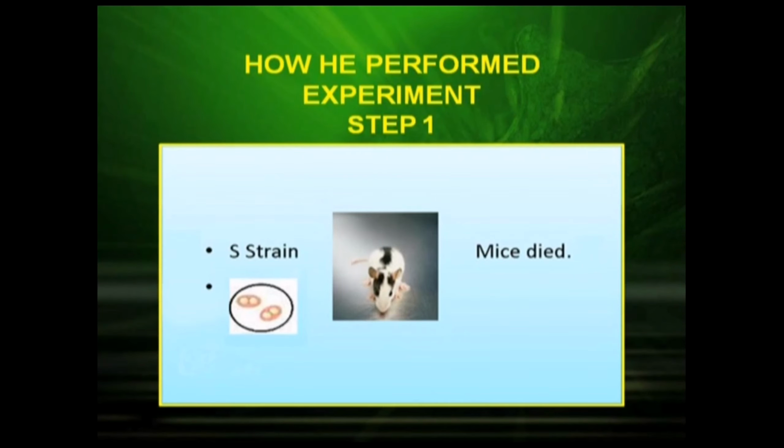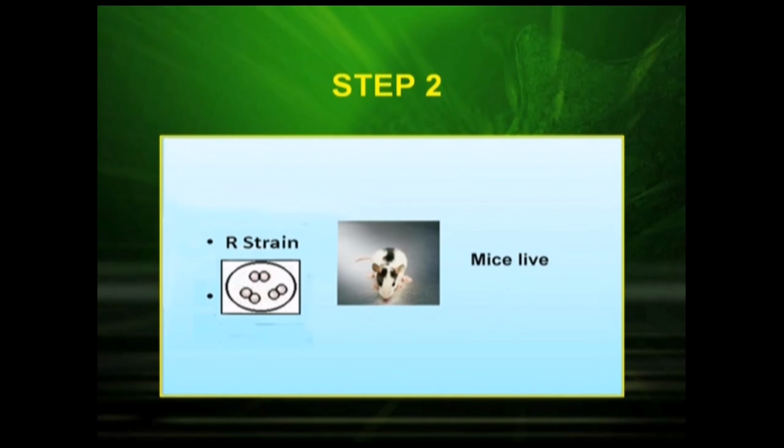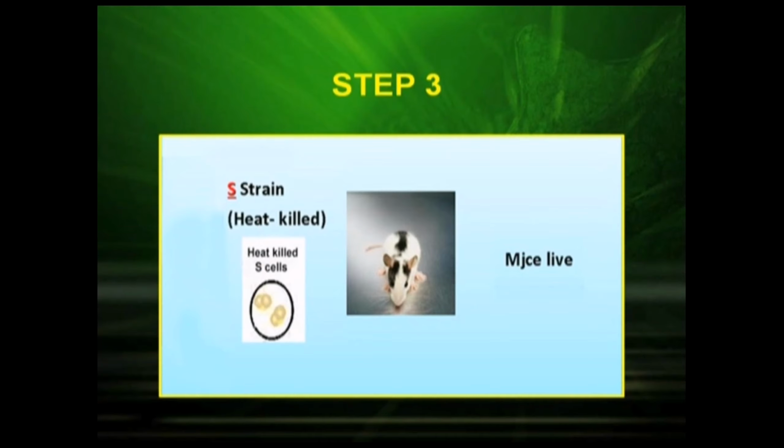In step 1, he injected the S strain into the mice. Now since the S strain was virulent, the obvious result was the mice died. In step 2, he injected the R strain, the living R cells. But since it was non-virulent, the mice lived. In step 3, he injected heat-killed S strain. And what did he find? He found the mice lived.